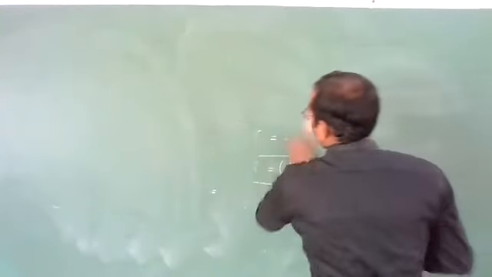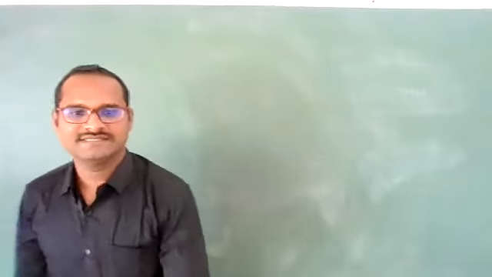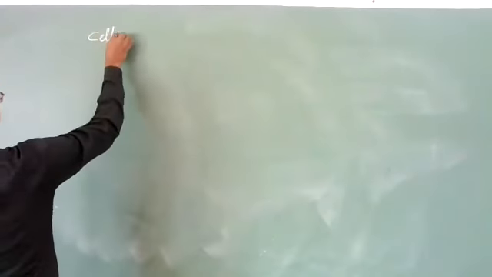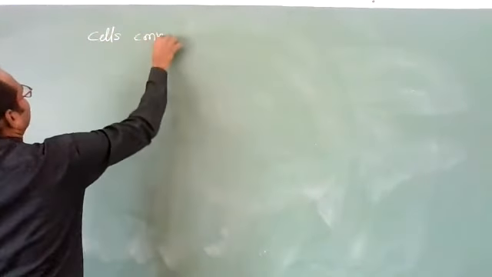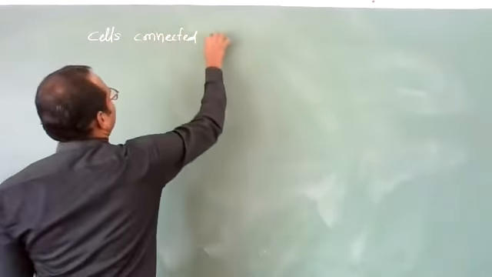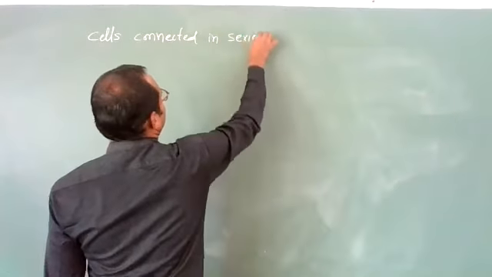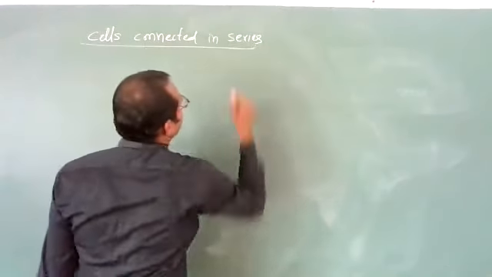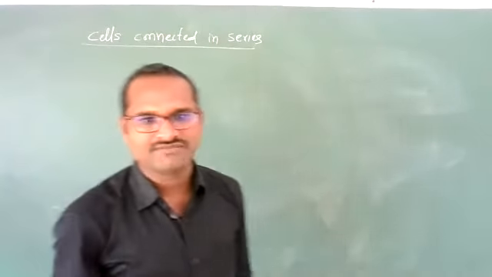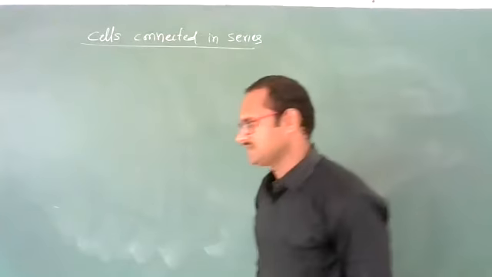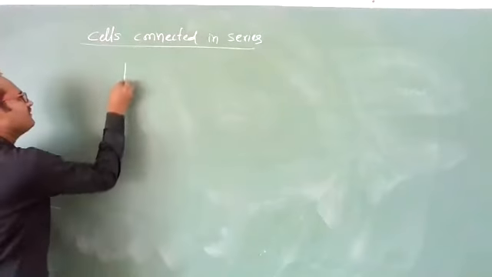Friends, next we need to discuss cells connected in series and cells connected in parallel. Let us discuss cells connected in series. If some cells are connected in series, what will happen? If they are connected in parallel, what will happen? Let us discuss. Students, let us suppose here we are having one cell.